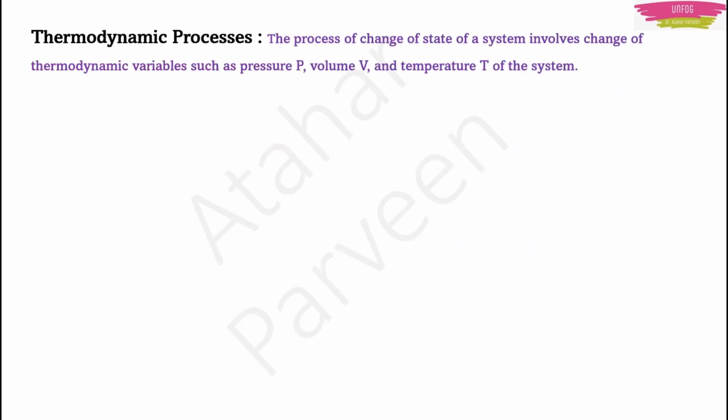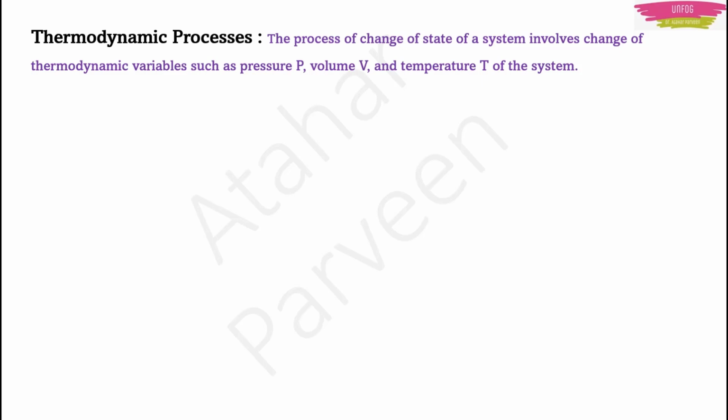Now let's talk about the various thermodynamic processes. First of all, what is a thermodynamic process? A thermodynamic process is just a change of state of a system, but this change involves a change of macroscopic or thermodynamic variables. What are they? Pressure, volume, temperature, mass, composition, etc. So if there is any change of a system involving a change of these variables, then that process is known as a thermodynamic process.